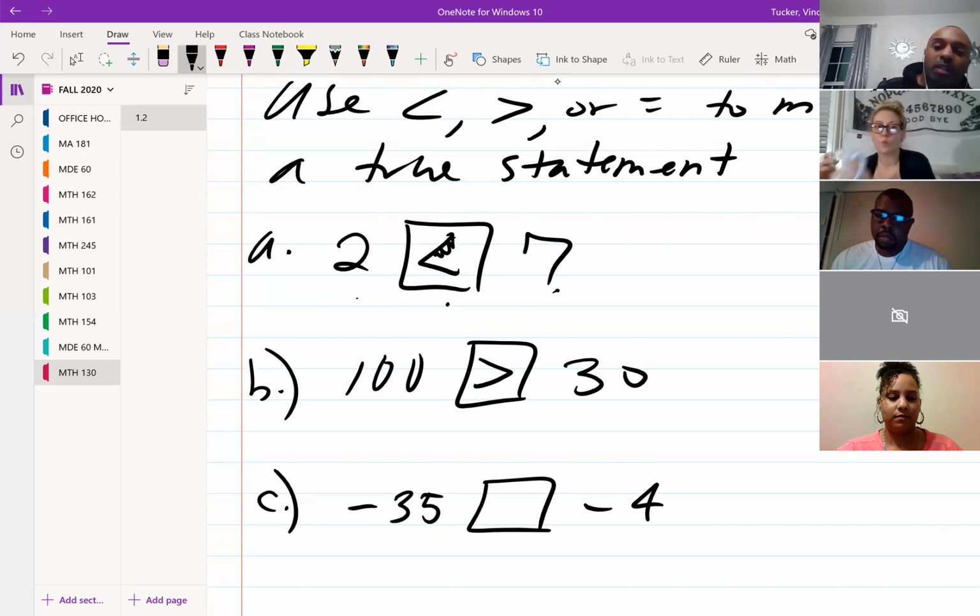And if you were to look at the number line, remember I told you the number that's furthest to the right will always be the greater number. Negative 35 would be over here, and negative 4 would be closer to 0. So the negative 4 is what would be greater when you're comparing your negative numbers. Questions on that? Any questions?